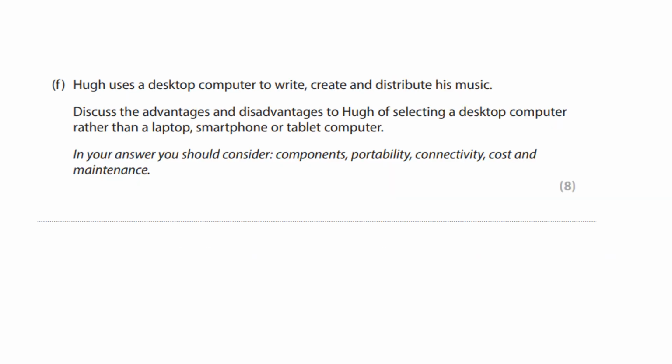Hug uses a desktop computer to write, create, and distribute his music. Now, discuss the advantages and disadvantages of selecting a desktop computer rather than a laptop, smartphone, or tablet. So, literally, that is a comparison between desktop and these three devices. They have specially mentioned the points on which we should write: components, portability, connectivity, cost, and maintenance. So let's have a look at the marking scheme.